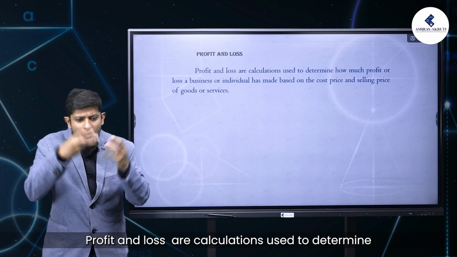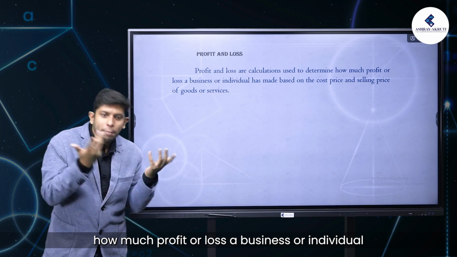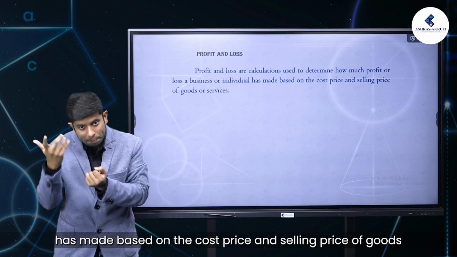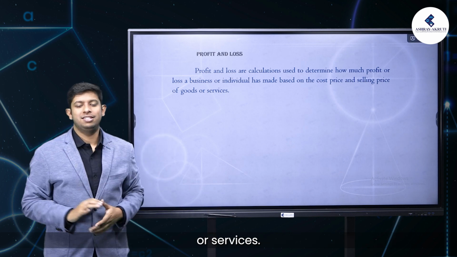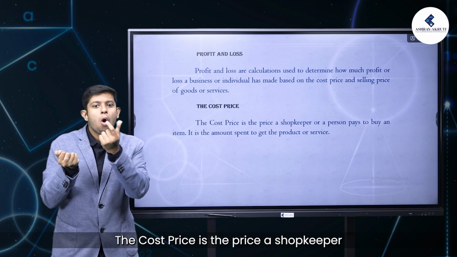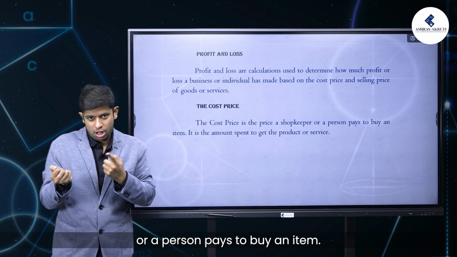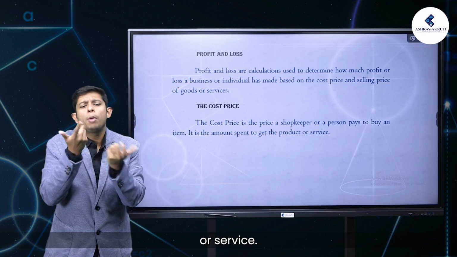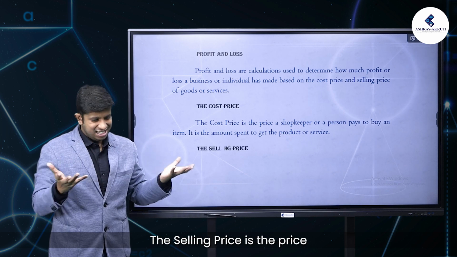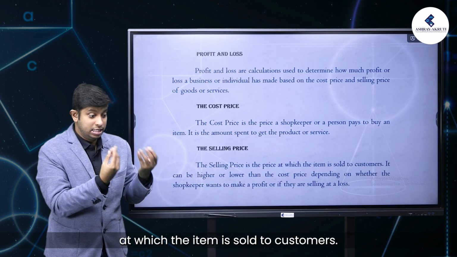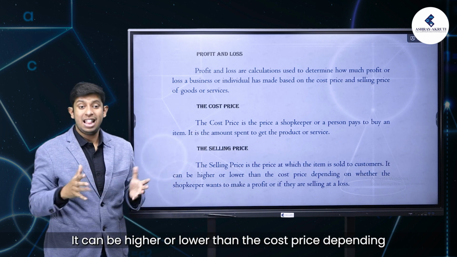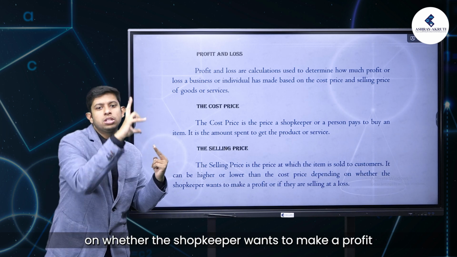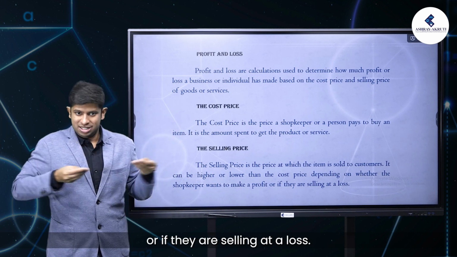Profit and loss are calculations used to determine how much profit or loss a business or individual has made based on the cost price and selling price of goods or services. The cost price is the price a shopkeeper or a person pays to buy an item. It is the amount spent to get the product or service. The selling price is the price at which the item is sold to customers. It can be higher or lower than the cost price depending on whether the shopkeeper wants to make a profit or if they're selling at a loss.